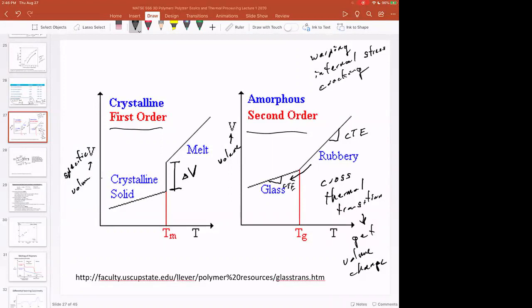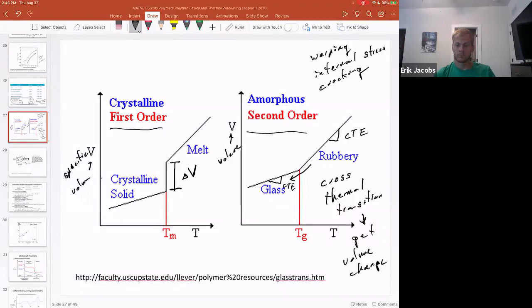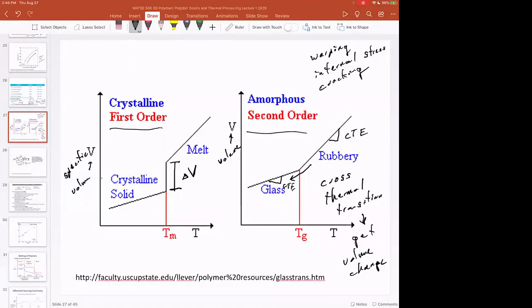And it turns out that this is one of the really big issues in additive for all kinds of materials, because all materials have a CTE. And a lot of additive processes are going to have temperature variations. And so this happens in metals, this happens in ceramics, and this happens a lot in polymers. And we'll talk about this warpage.